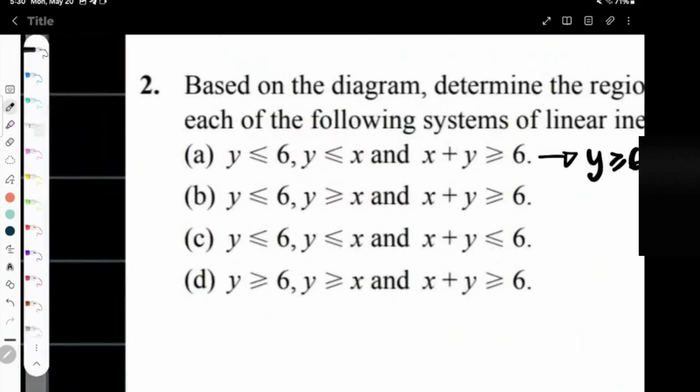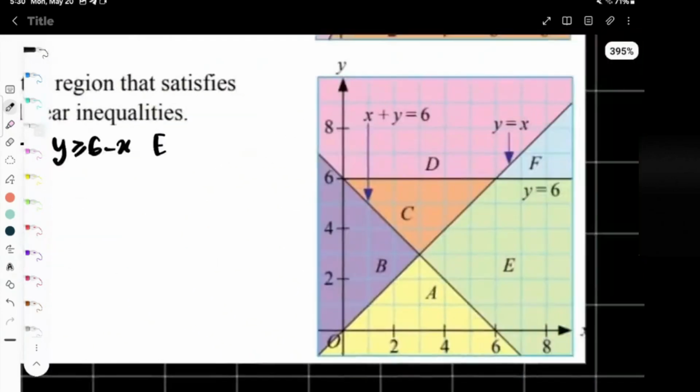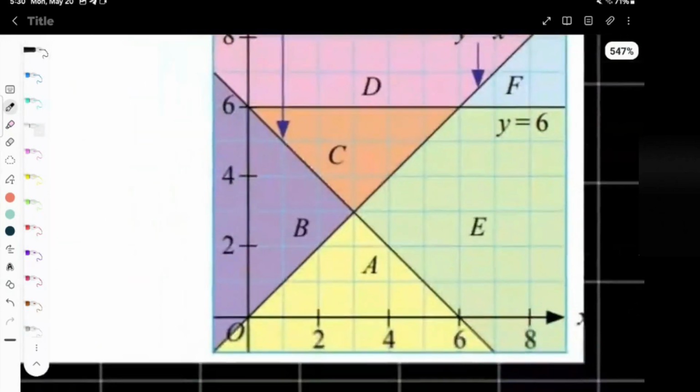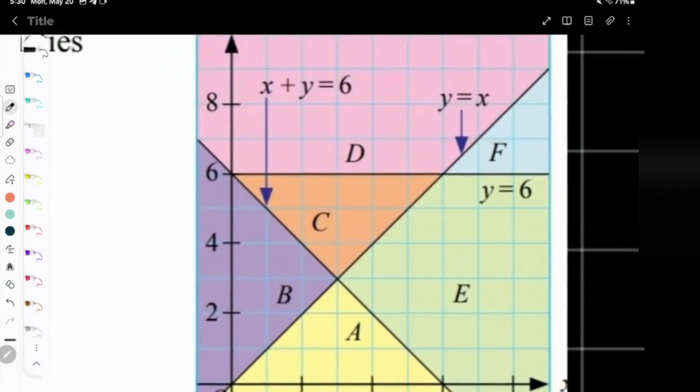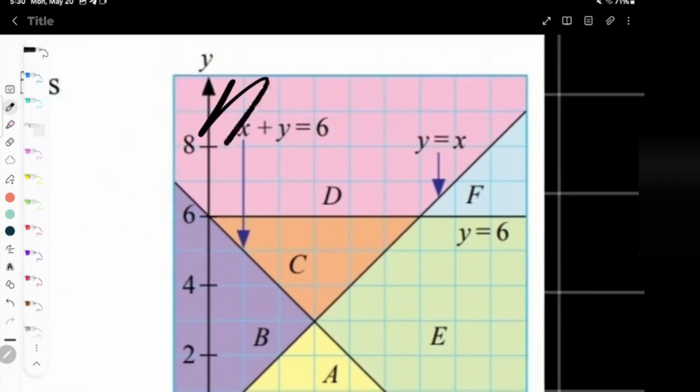Now let's move on to the D actually. I want to save time here, so it's not that hard. If you have any question, just ask me lah basically. So y is more than 6. Look at y is more than 6, right? So it should be above. Okay, first of all, it should be above.